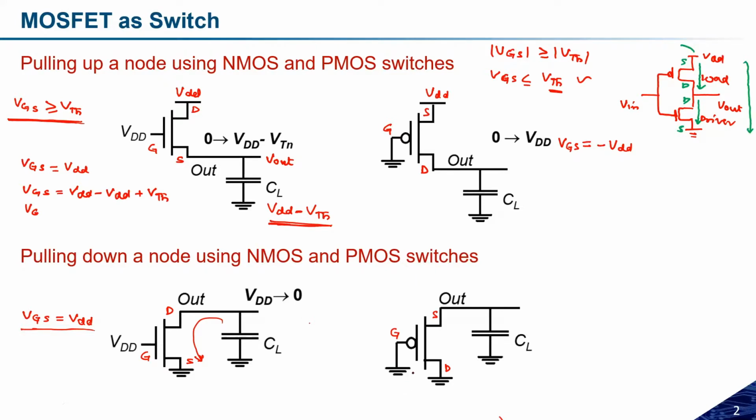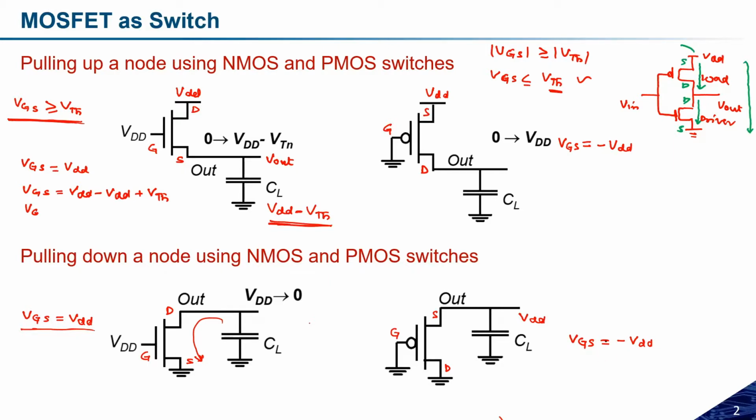If I have connected it like this, because I need to turn on this PMOS transistor, I need to connect it to VDD. Let us assume the output voltage is initially equal to VDD, because I just want to pull it down here. Here, VGS will be VG equal to 0 volt and S is VDD, so it will be minus VDD.